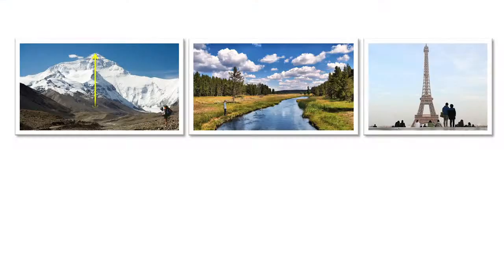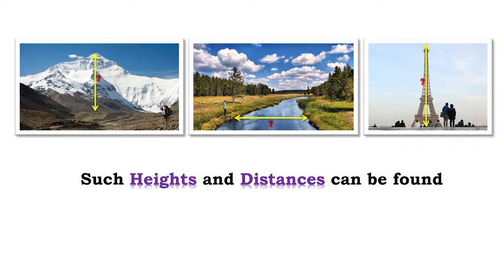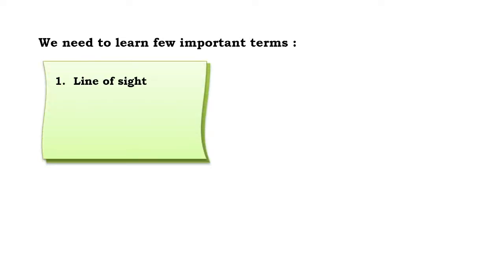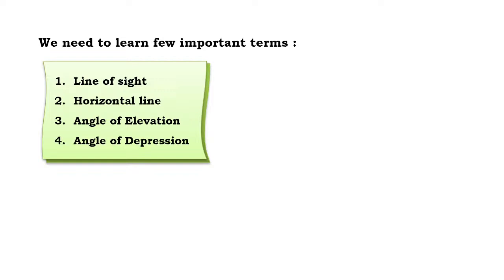So now these three have a common thing, measuring the distance or the height. This is called heights and distance, and this can be done with the help of trigonometry. Before that, we need to learn some important terms: line of sight, horizontal line, angle of elevation, and angle of depression. Write down all these 4 points in your notebook quick.